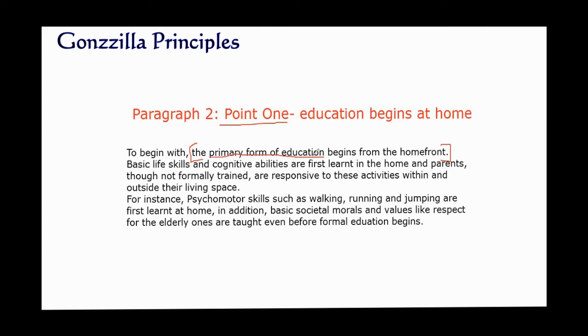So in this case, I'm using primary form of education from my cover statement to make up my first extension. Basic life skills and cognitive abilities are first learned in the home, and parents, though not formally trained, are responsive to these activities within and outside their living space. So I'm wondering, the primary form of education I'm referring to is basic life skills and cognitive abilities. So I'm building on that idea to have my first extension.